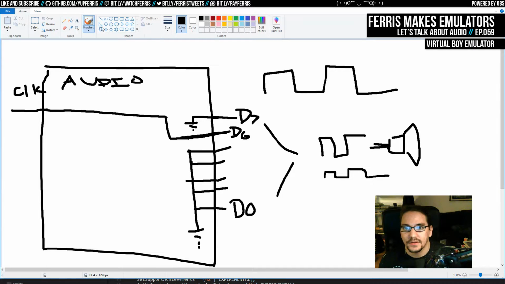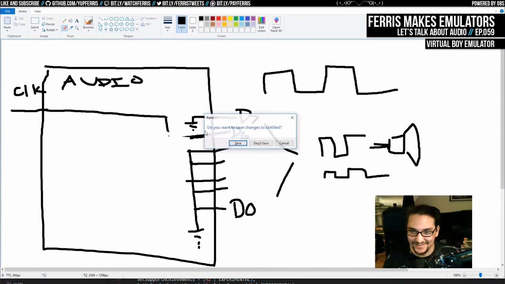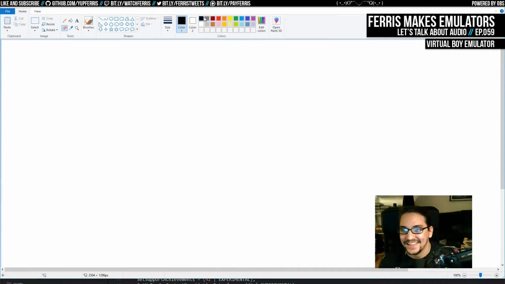So, how big is my eraser? I need a bigger eraser. This eraser sucks. Paint is not great for doing this, you guys. But it's good enough. Okay.